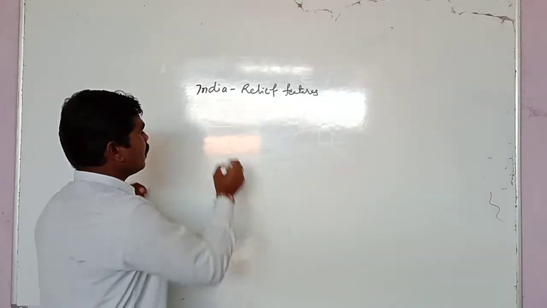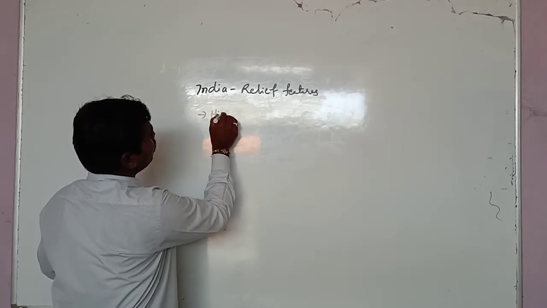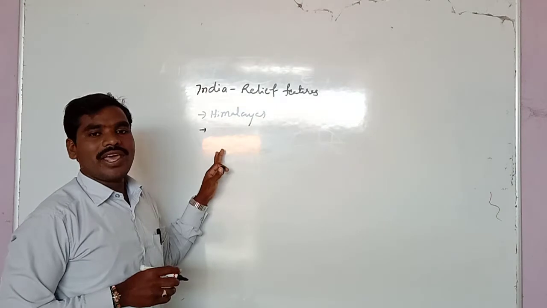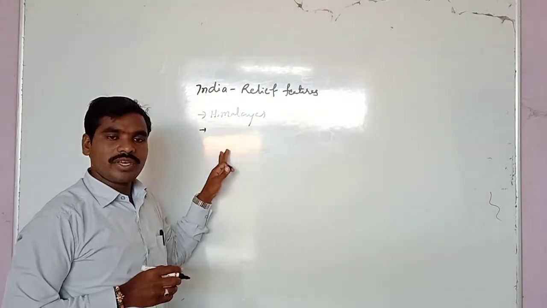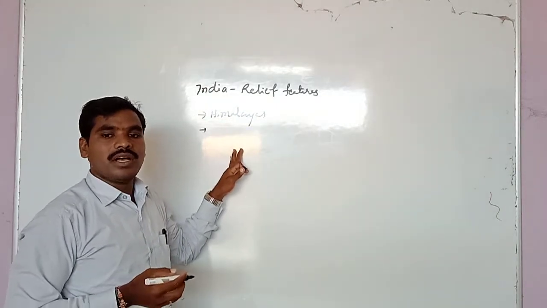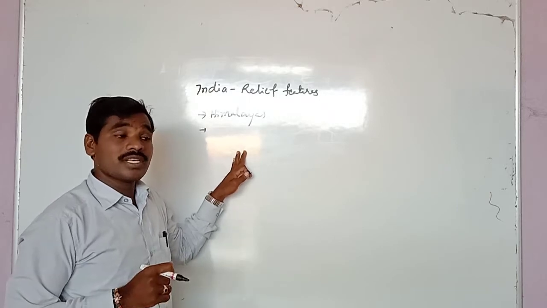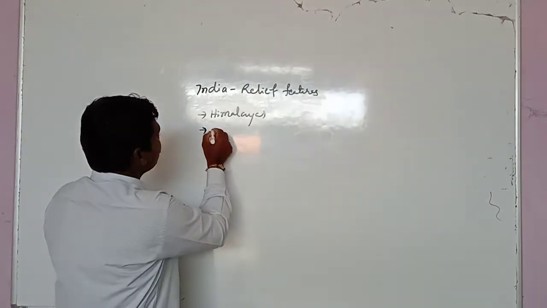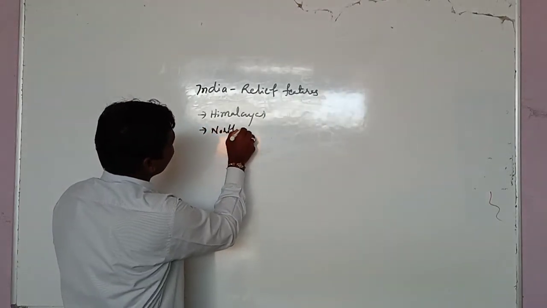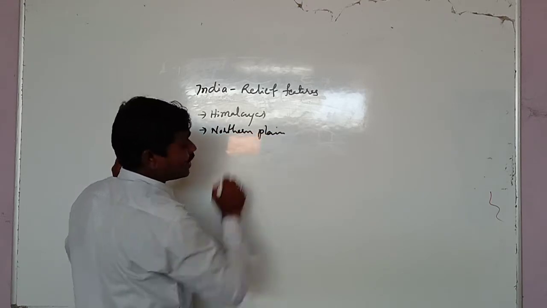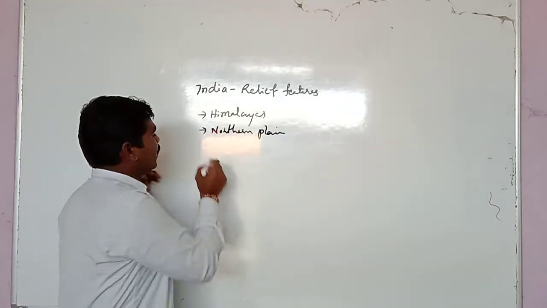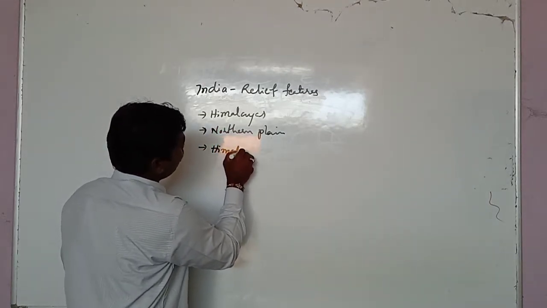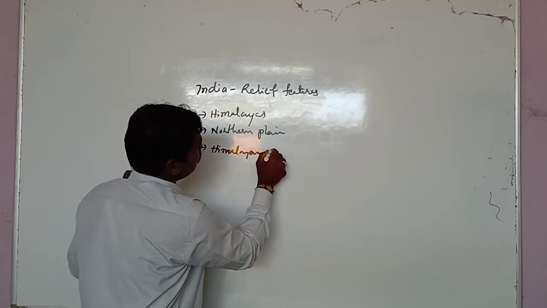First of all, Himalayas. The highest mountain peak in the Himalayas is Everest, and in our India, the highest mountain peak is Kanchenjunga. And the second relief feature is Northern Plains. And the third relief feature is Himalayan rivers.